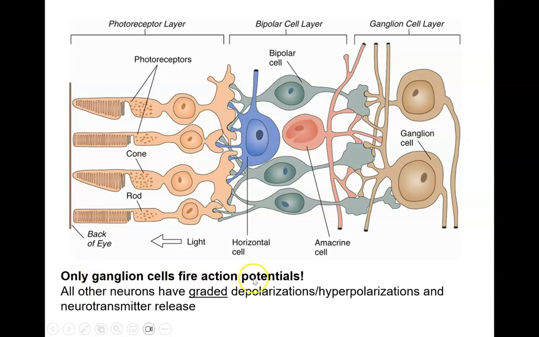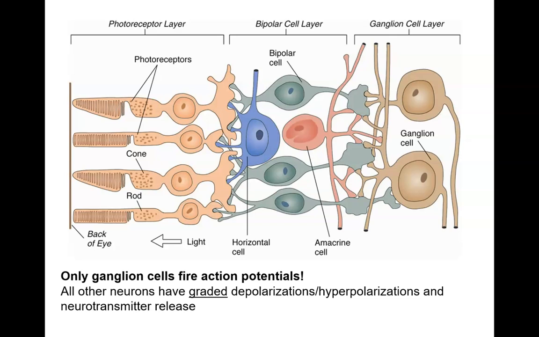So you can see I've kind of bolded it here. Only our ganglion cells form action potentials. Both the photoreceptors and bipolar cells, while they are neurons, have what are called graded potentials. So remember we talked about those graded potentials where you get more depolarization or hyperpolarization based on stimulus strength. Well, that's going to happen here with our photoreceptors and our bipolar cells.